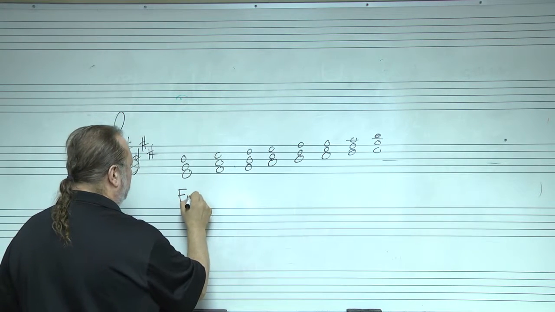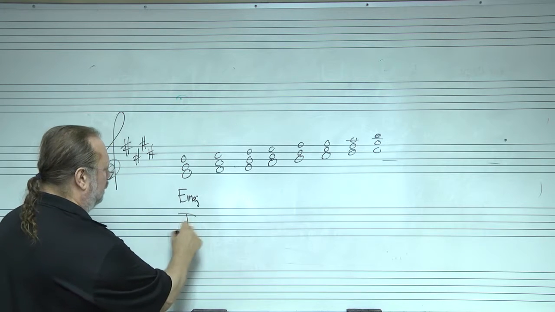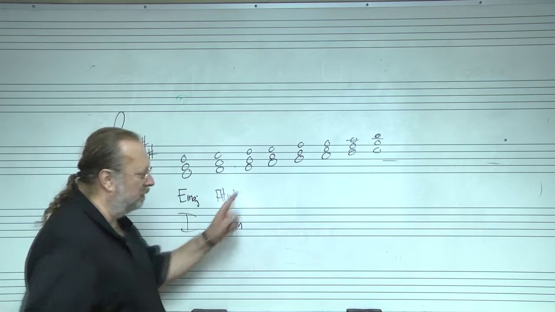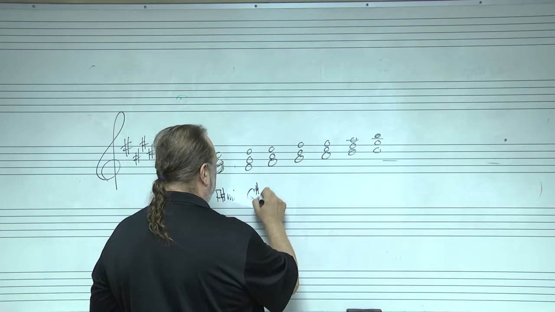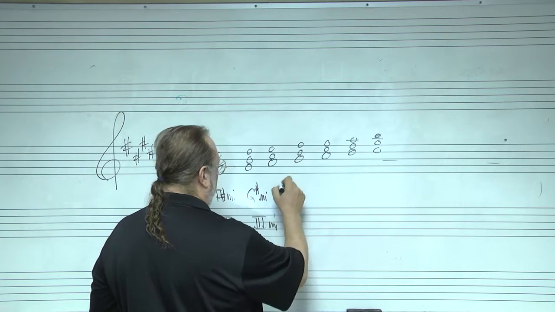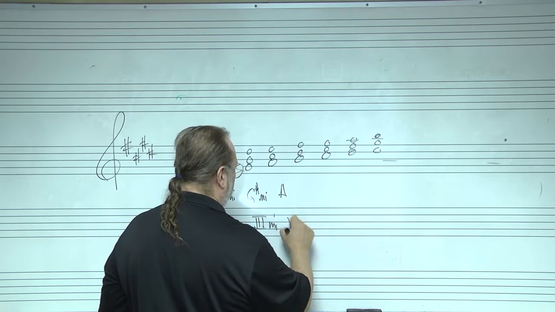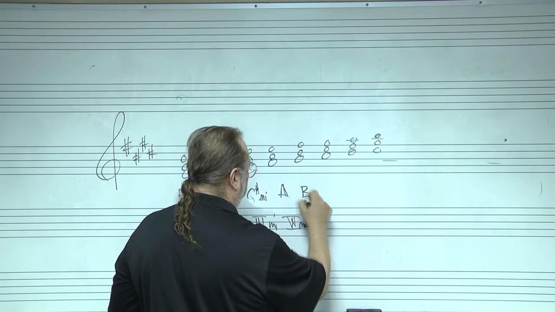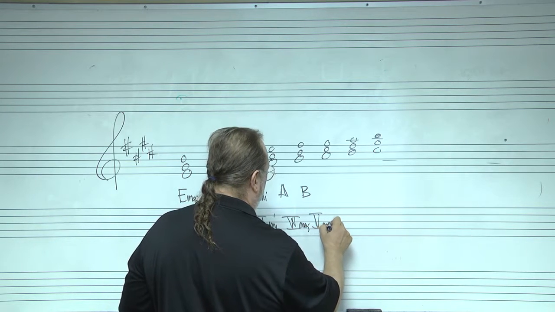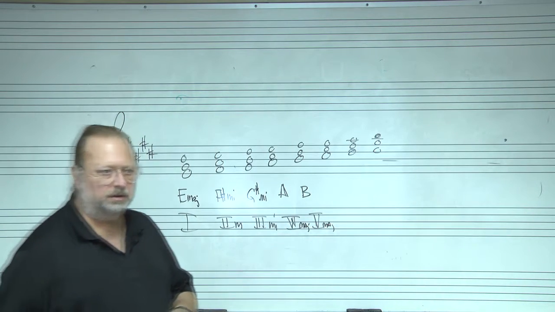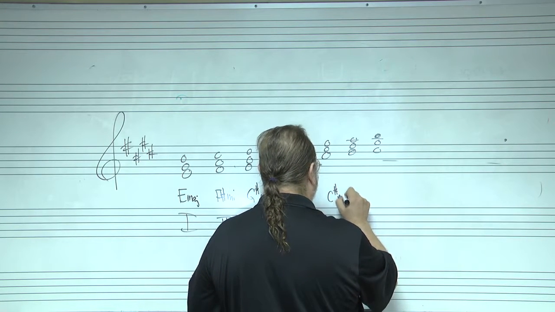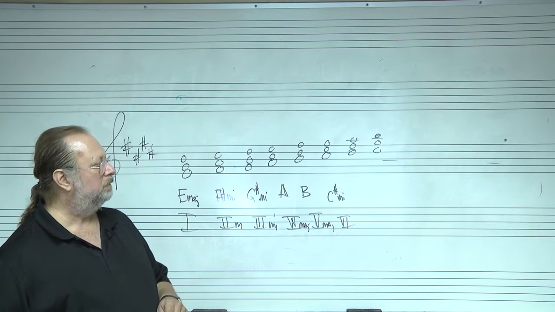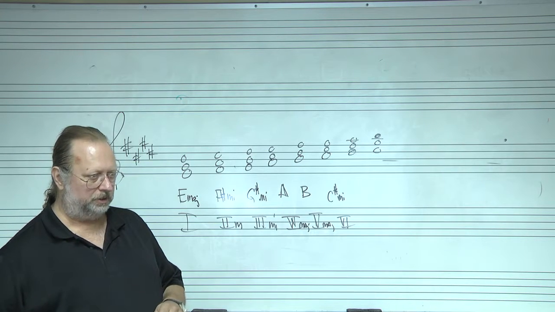So we got E major. What's the two chord? F sharp minor. A three chord? G sharp minor. And our four chord? A major. And our five chord? B major. And our six chord is going to be what? C sharp minor, right? And our seven chord? D sharp diminished, or a diminished triad, right?